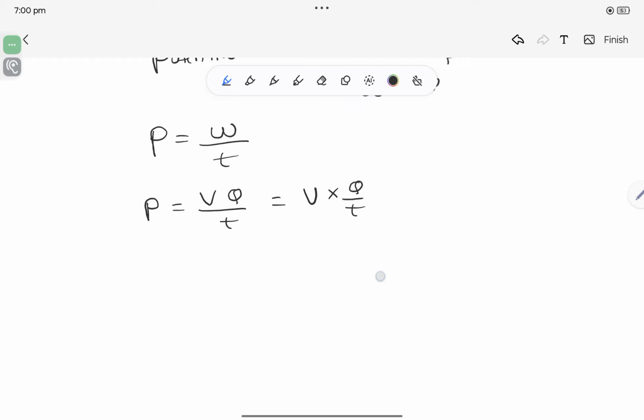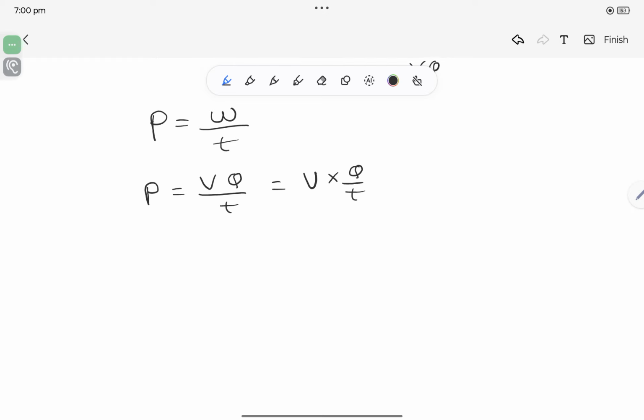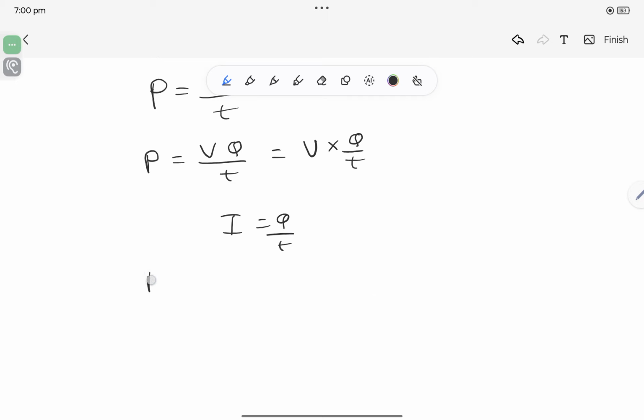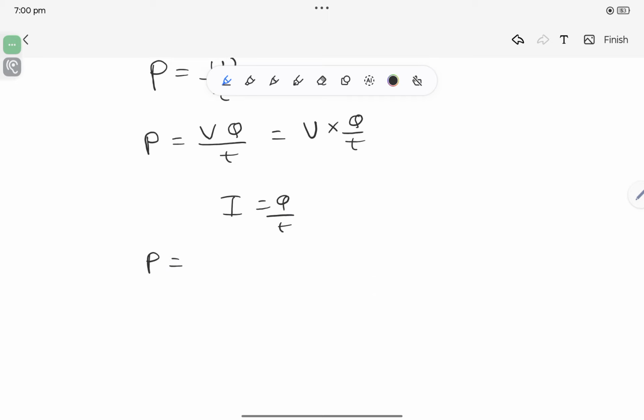First mathematical form of this chapter: Q by T, what? The rate of flow of electric charge is called current. So that is I is equal to Q by T. So P is equal to V into I. This is the power generated.